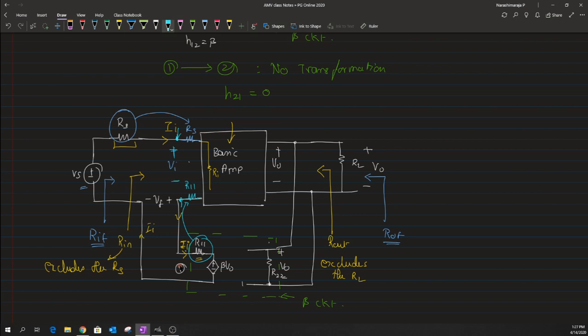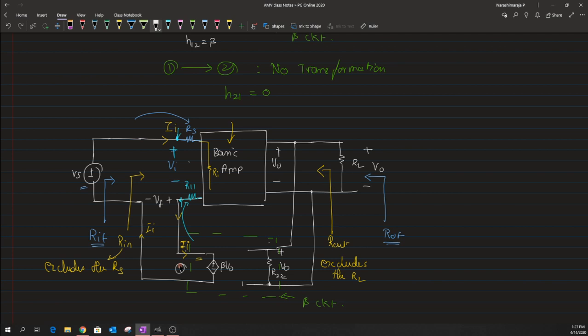Is that clear? I hope it is clear for you. And now the network would become a pure network, without the voltage source, and the feedback network has become ideal with respect to the input side. Now we have to do the same with respect to the output.